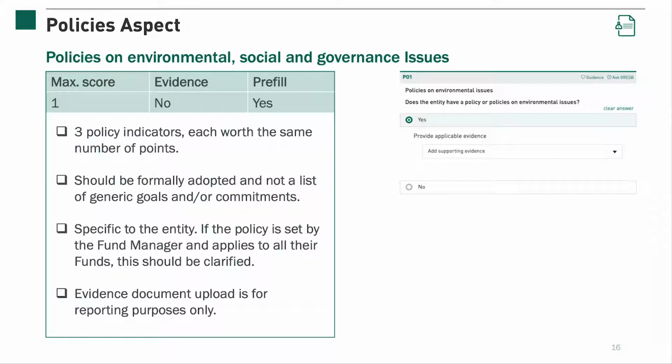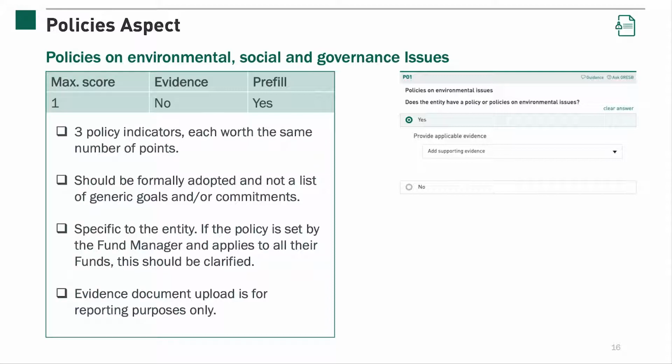The first indicator covers environmental policies. If you select Yes to this indicator, your policy should abide by the following requirements. First, the policy is a formal document that is in place and not simply a list of general goals and/or commitments. Second, the policy specifically addresses the environment or at least one environmental issue. For example, a policy on issues such as energy or air pollution. Third, the policy has been in place during the reporting year and applicable to the reporting entity. And fourth, the policy applies at the entity level.